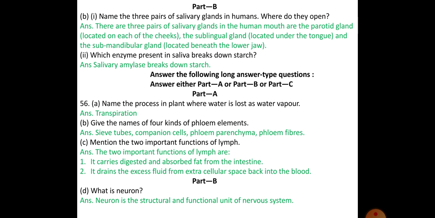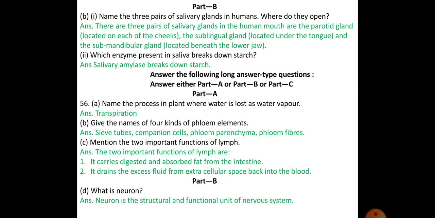Name 3 pairs of salivary glands in humans. Where do they open? There are 3 pairs of salivary glands in the human mouth. They are the parotid gland located on each side of the cheeks, the sublingual gland located under the tongue, and the submandibular gland located beneath the lower jaw.